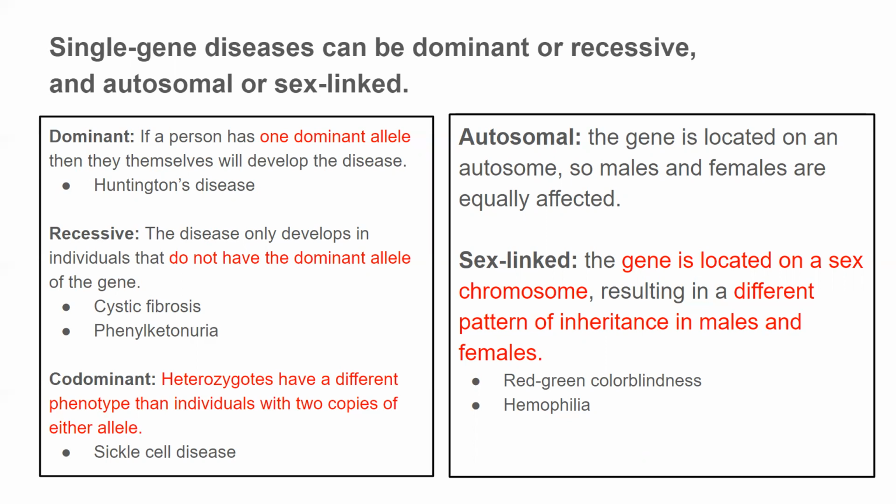So we need to contrast genetic diseases caused by these different ones. So you have dominant, recessive, codominant, and sex-linked. Autosomal is not on your packet. That's okay. So dominant, under that bullet point: if a person has one dominant allele, they will have the disease. Our example for that was Huntington's. So one dominant allele will give you that disease.